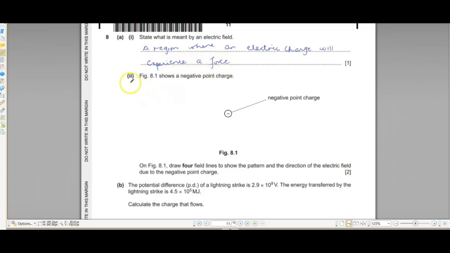Okay. Part B, figure 8.1 shows a negative point charge. Draw 4 field lines to show the pattern and the direction of the electric field due to a negative point charge. These can be 4 lines and the direction would be inwards, since negative and positive charge attract each other. If this was a positive charge, then the direction would have been outwards, since positive charges repel each other.